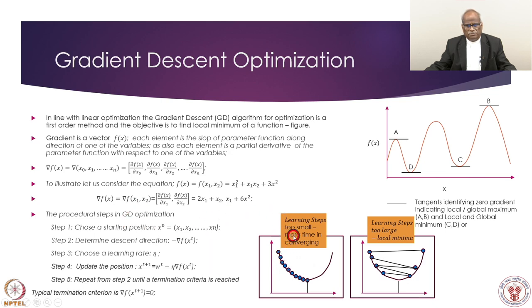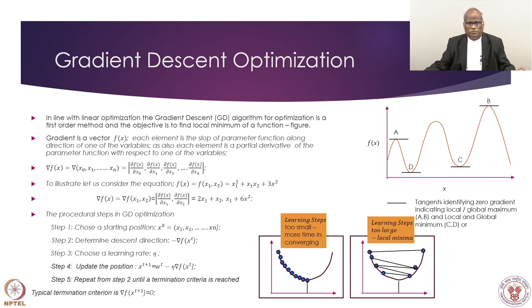We have shown the example of a learning system. If the steps are too small, it will take too much time to learn, so it is consuming unnecessary resources. Here, the time taken to come to the minima is too much. But if we learn too fast, then probably the biggest problem is that it gets trapped in local minima. From here it will go to here, and it will keep moving on this side, in between this cavity only.